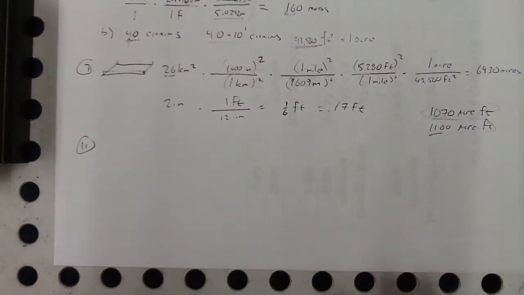Number 11. Let's see what we got here. I really love this question. For about 10 years after the French Revolution, the French government attempted to base measures of time on multiples of 10, in other words, metric time. 1 week consisted of 10 days.